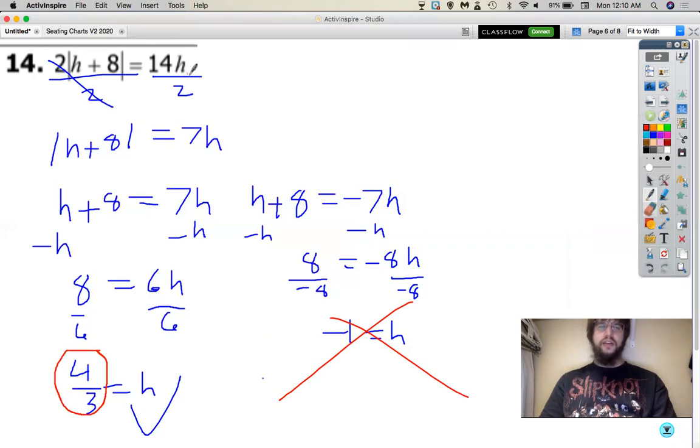This one, the negative 1 did not work. It did not solve our equation because once we plugged it in, we got negative 14 over here instead of a positive. So can't do it. Doesn't work. Just 4/3. So I only had one solution on this one.